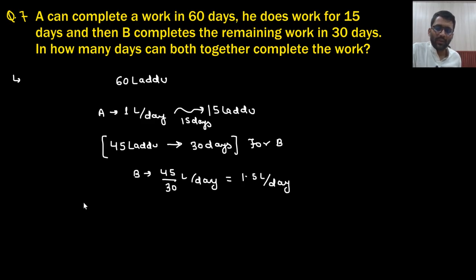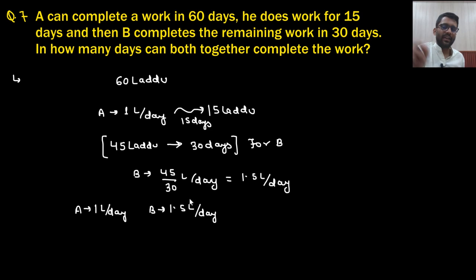So what did you get to know? That A is eating 1 laddu per day, and B is eating 1.5 laddu per day. That's why for 30 days, 45 laddus were eaten, and for the first 15 days, 15 laddu were eaten. So 60 laddu were eaten in 15 plus 30, 45 days.